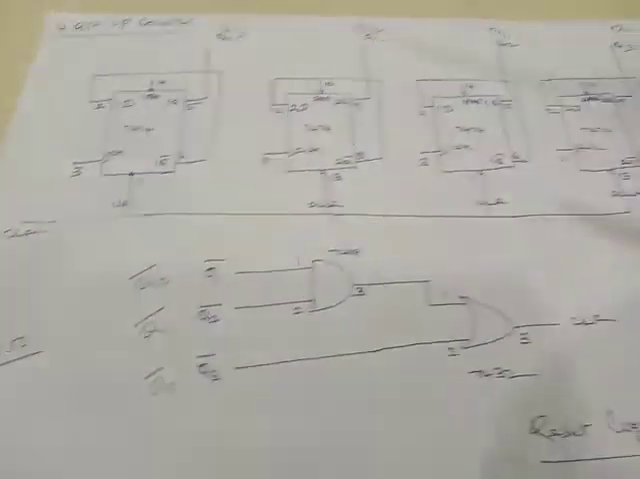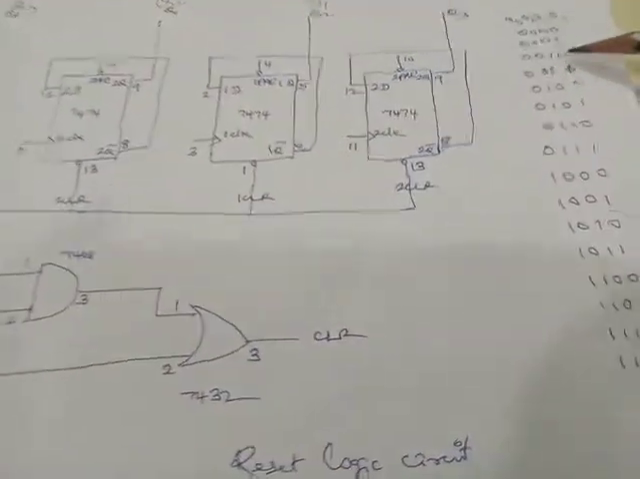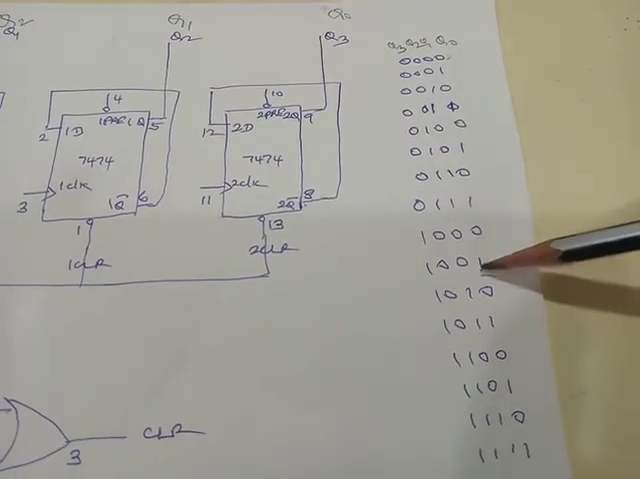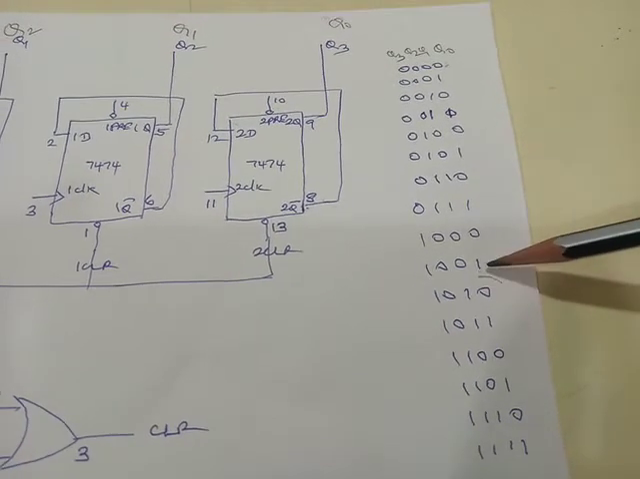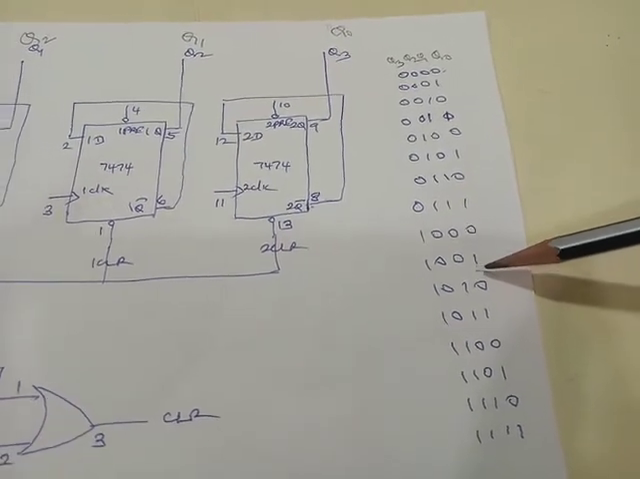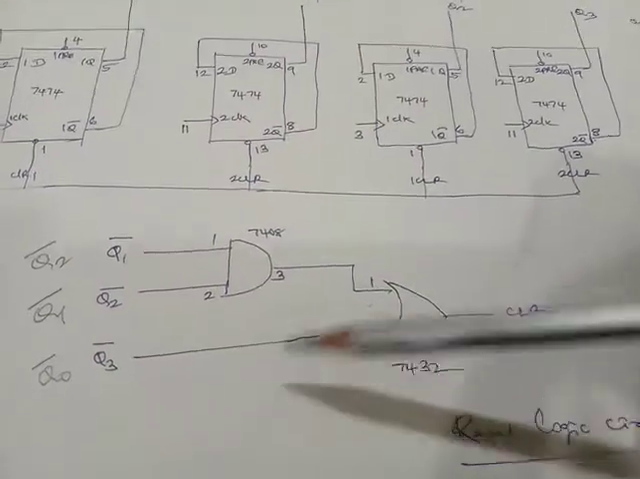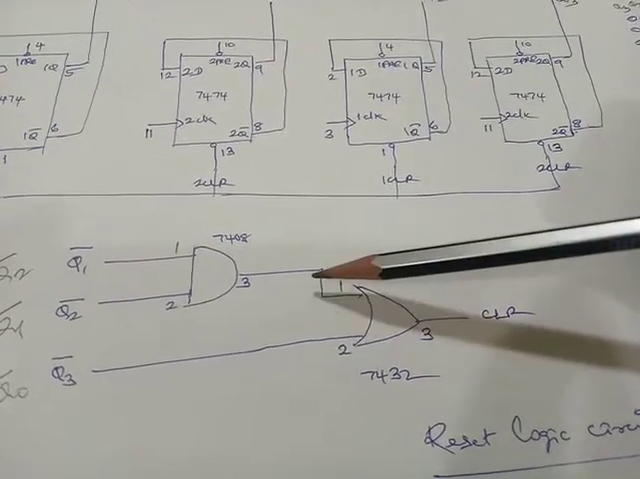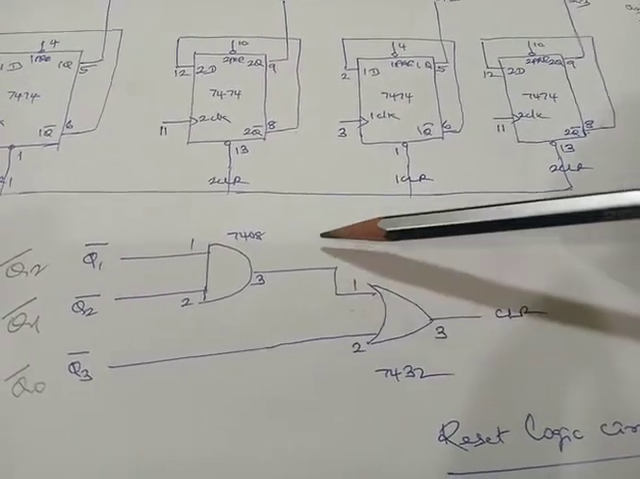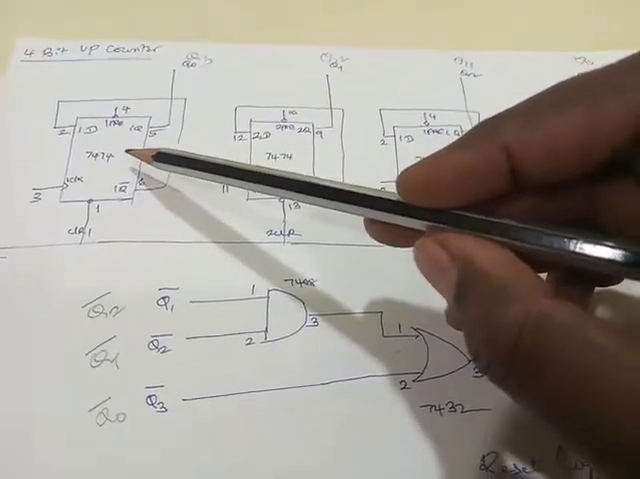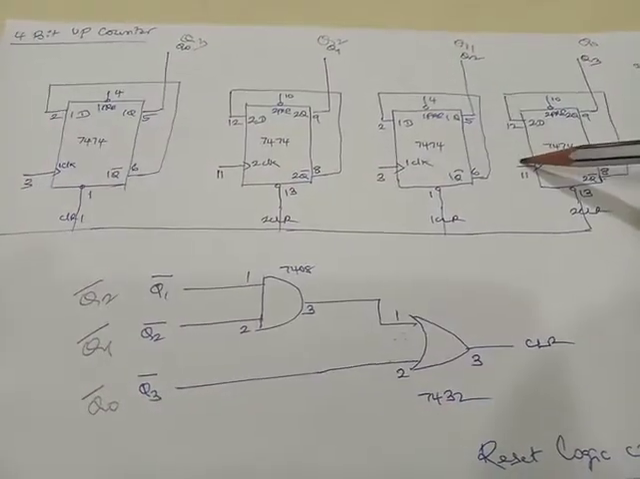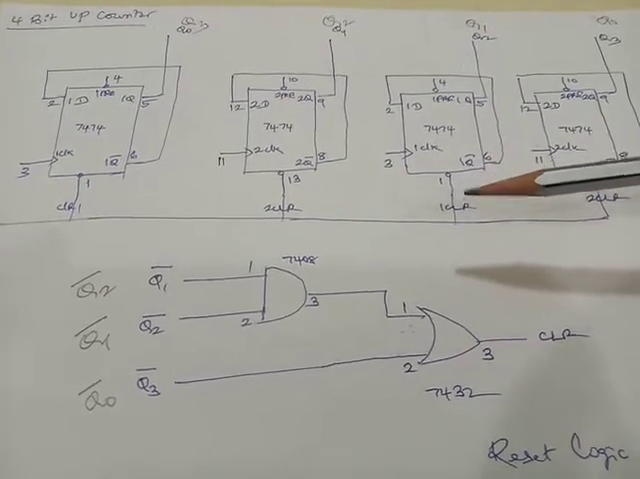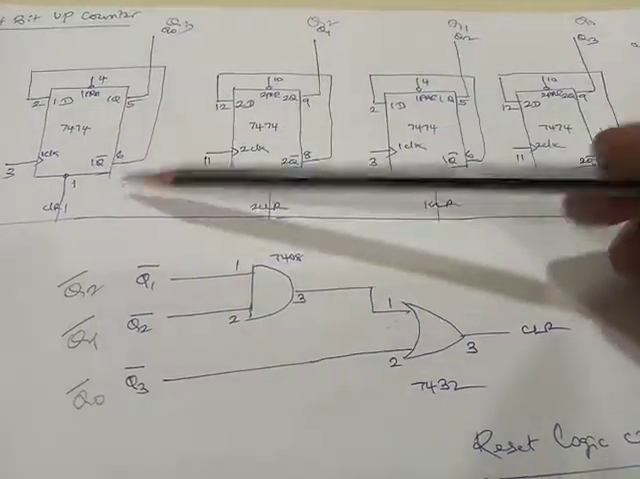After this, if you give clock pulses, it counts 0, 1, 2, 3, 4, 5, 6, 7, 8, 9. Then if you give one more clock pulse, it goes to 0 due to this circuit. This is called the reset logic. After 9, one more clock pulse changes the output to 0000. It erases all the flip-flop values and resets all the past states.